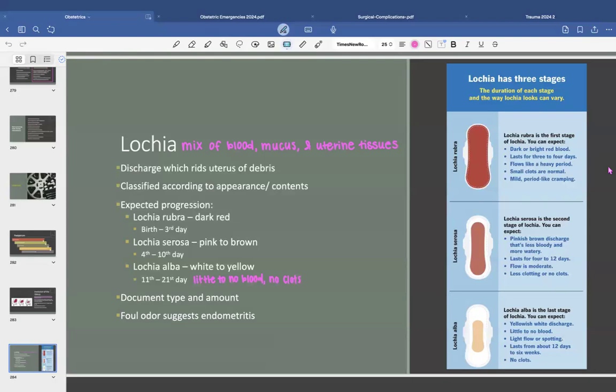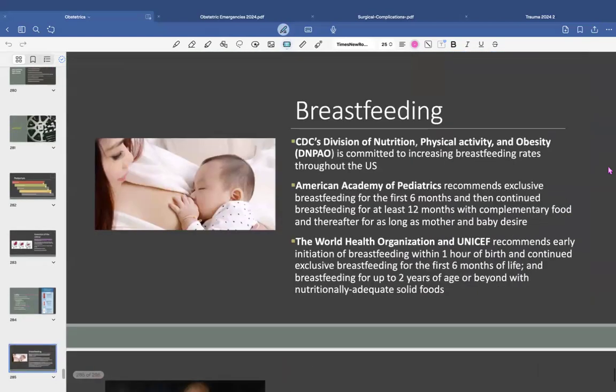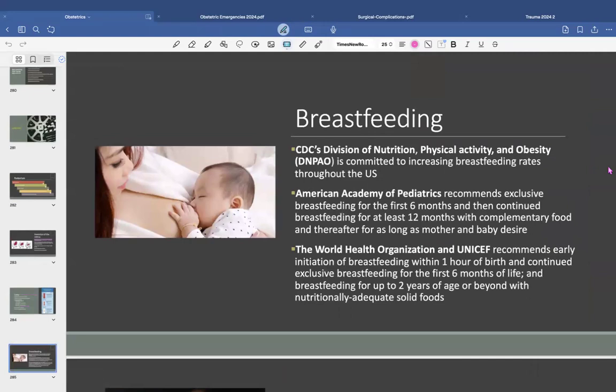Breastfeeding. The CDC's Division of Nutrition, Physical Activity, and Obesity are committed to increasing breastfeeding rates throughout the U.S. There are two different recommendations. The American Academy of Pediatrics recommends exclusive breastfeeding for the first 6 months and then continued breastfeeding for at least 12 months with complementary food, and thereafter for as long as the mother and baby desire. Always see that in the news. Oh, she's still breastfeeding. He's 3 years old, or different things like that.